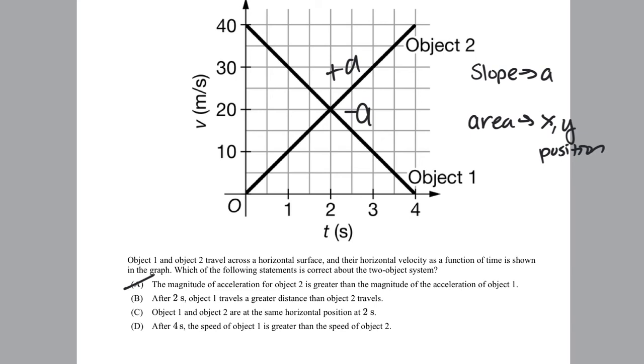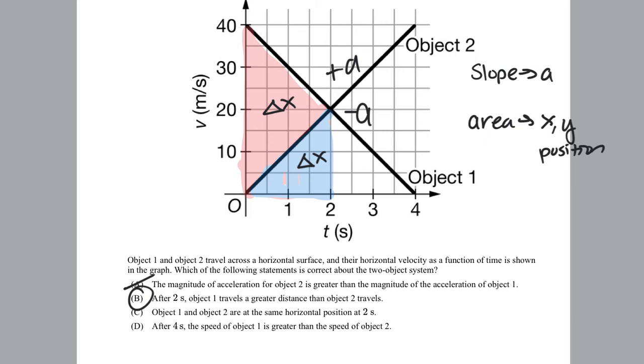Letter B says after 2 seconds, object 1 travels a greater distance than object 2. Let's see here. Object 1 in 2 seconds is going to travel this entire area bound by its curve. You can see that it's a nice little trapezoid. But in object 2's scenario, object 2 will only travel this much. So object 2's distance traveled is less than object 1's. Change in position is the area bound by the curve, so I can stand by that. It's going to be B. I already know it's B.